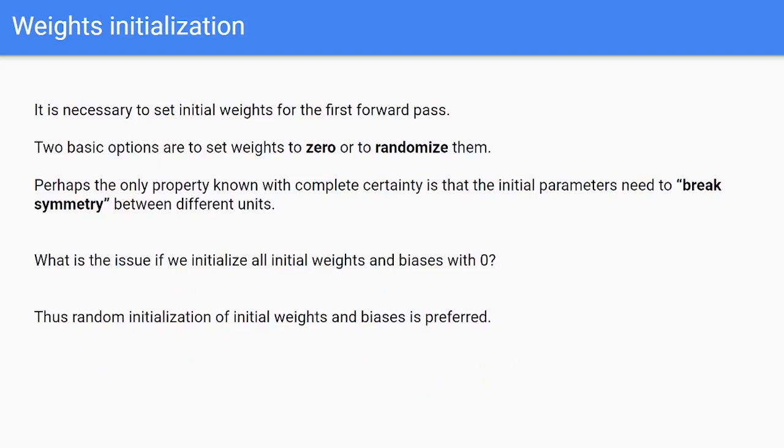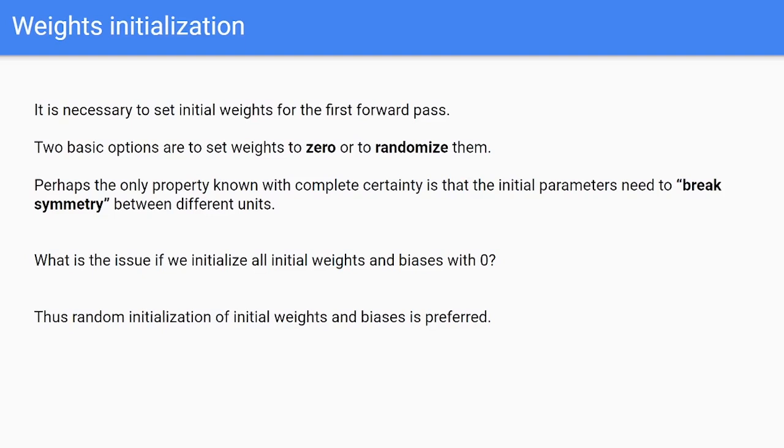Coming to weights initialization. It is necessary to set initial weights for the first forward pass. Two basic options are there: to set weights to 0 or to randomize them.